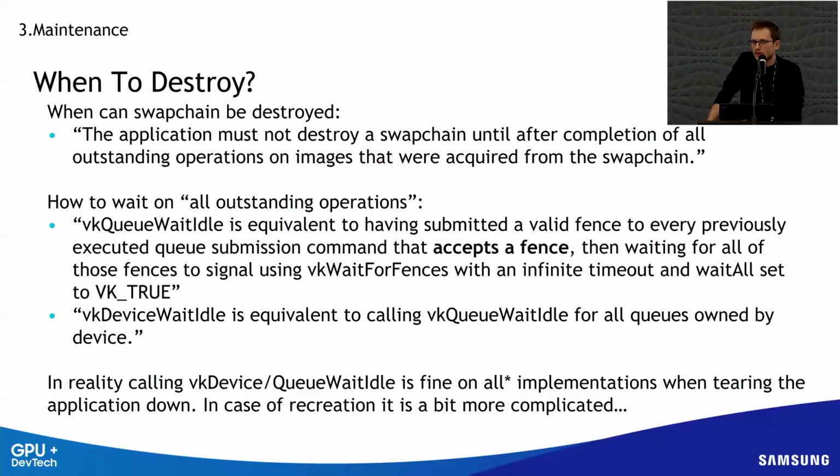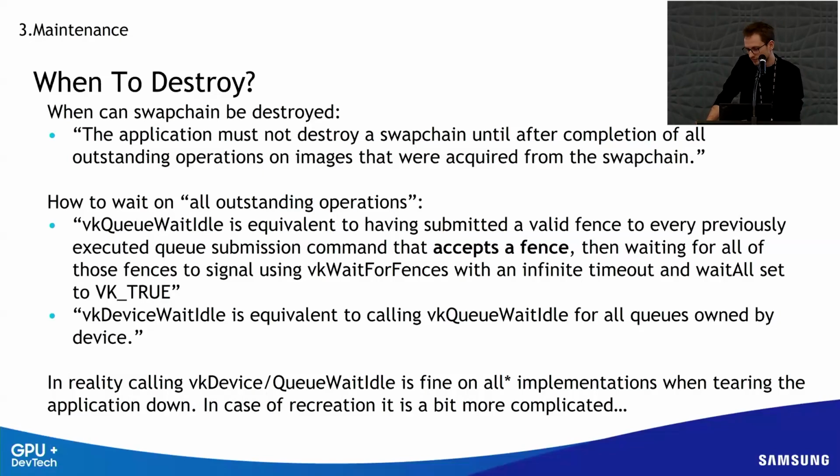How can you know when that is done? Well, you can think to yourself, I'm just going to call vkDeviceWaitIdle. That's going to do everything, right? Well, yeah, as you can see in bold in here, wait idle only waits on commands that accept a fence. vkQueuePresent does not. There's absolutely no way to know when you can destroy the swapchain when you are tearing down.